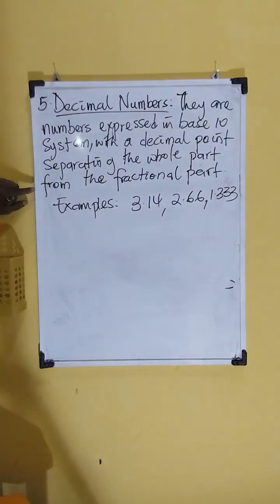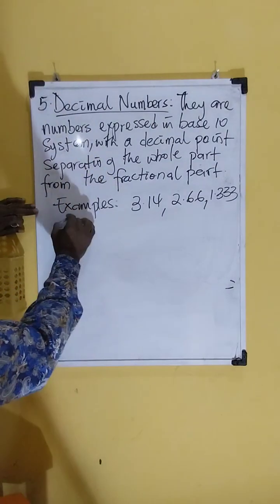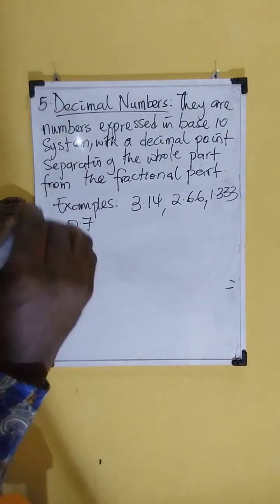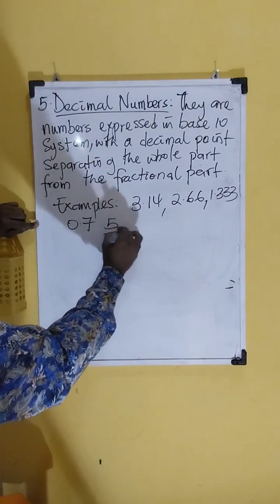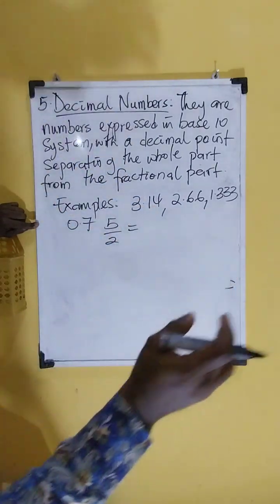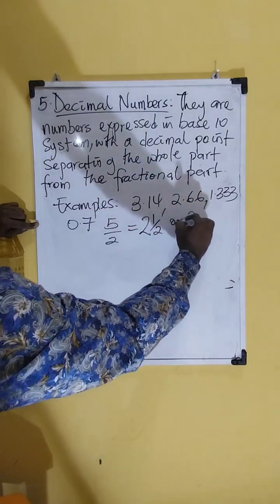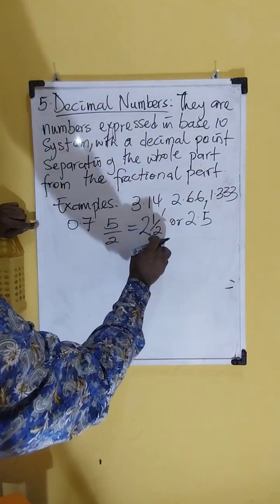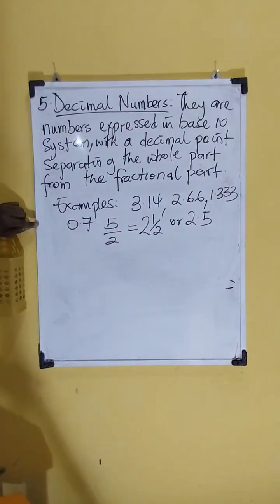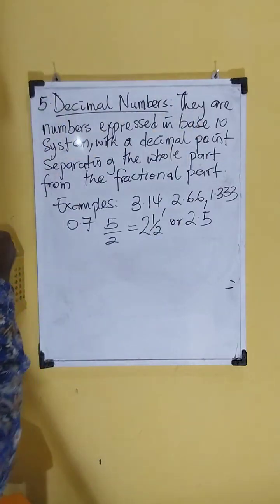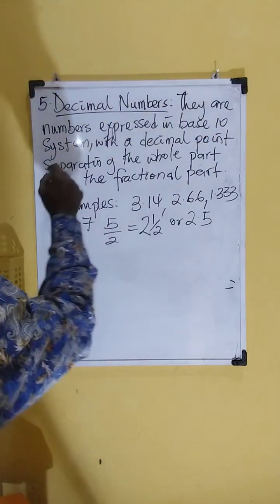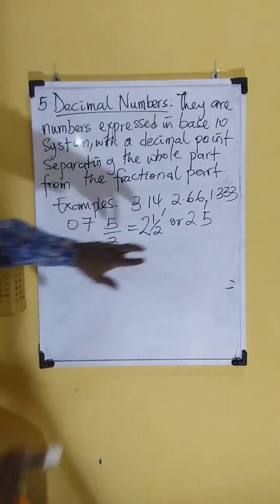1.333. And another thing I want to quickly bring to your light, maybe another example, 0.7. If we have 5 divided by 2, like I said before, the value is what? 2 and 1/2, or 2.5. So 1/2 is actually what? 0.5. Half is 0.5. Did you get that? That is why it says with a decimal point separating the whole part. This is the whole part.